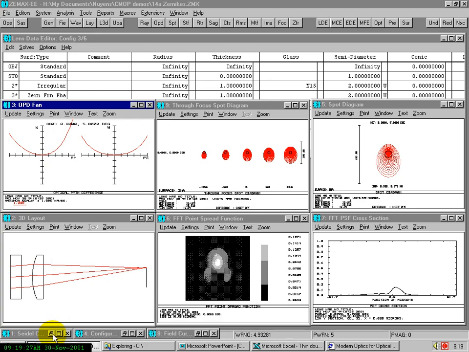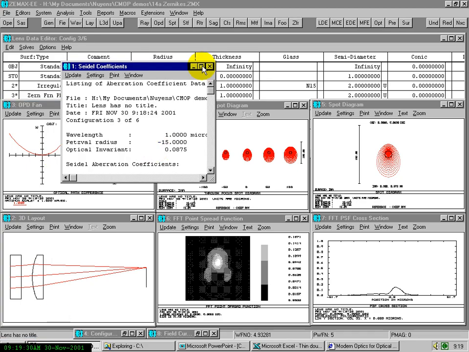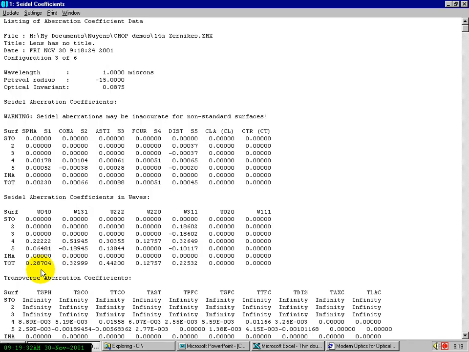Okay, let's look at the Seidels. They state that we have the same amount of spherical, which is obvious. It's the same lens. But now we've added coma, about a comparable amount, also astigmatism, field curvature and distortion. So all the aberrations are here now.